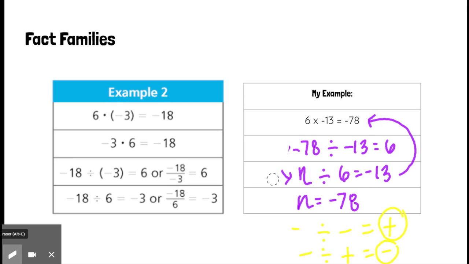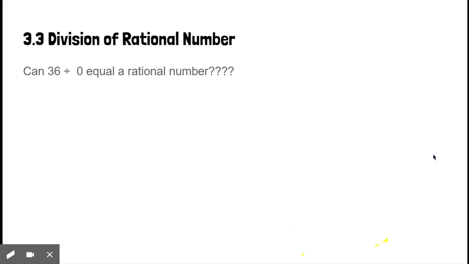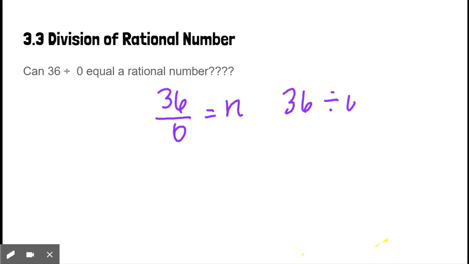All right, let's go ahead and get this erased and keep moving on. So can 36 divided by 0 equal a rational number? Meaning, if we were to have 36 divided by 0 equals, let's call it n, okay? Some might say, oh, well, it's going to equal 0. So now let's actually think about fact families again and use fact families to prove whether or not this is true. Can n be some sort of rational number? So let's just rewrite this, 36 divided by 0 equals n. Then that would mean that 36 divided by n equals 0.